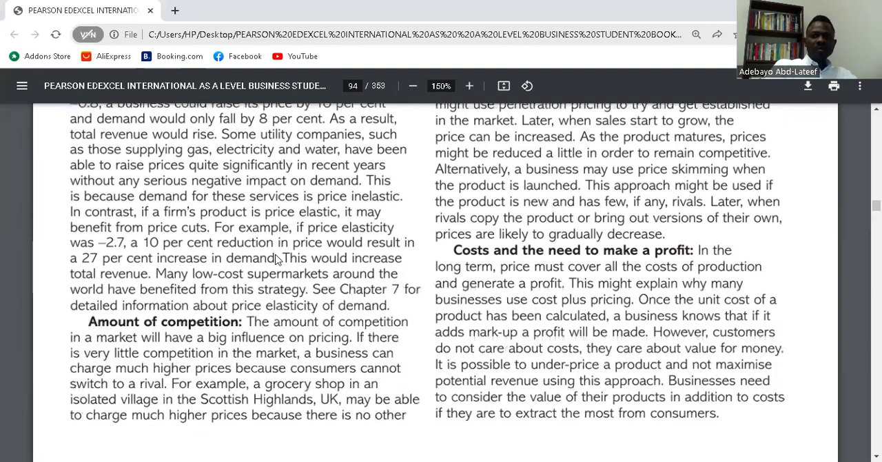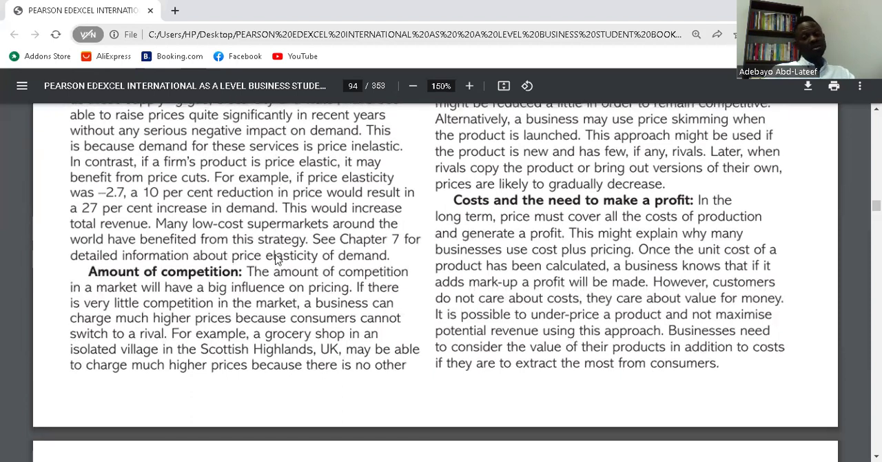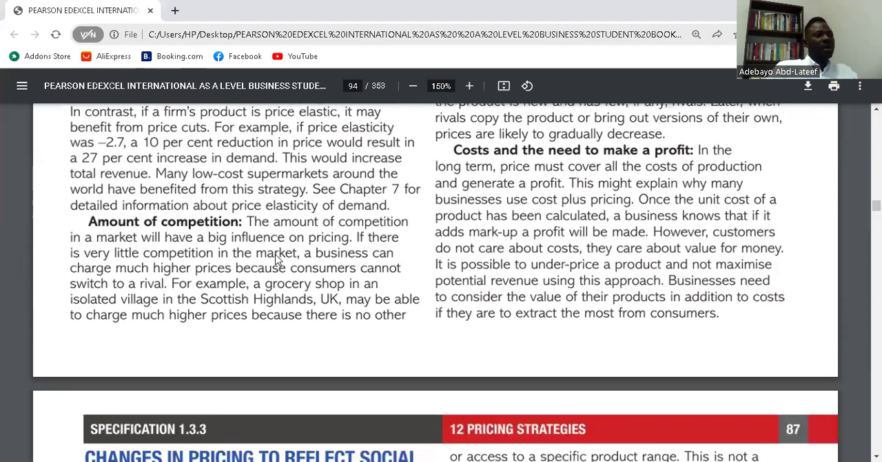Cost and the need to make profits. So this is cost plus pricing. So are you incurring more cost or are you incurring less cost? If the cost of production is less, then you could charge a lower price. Do you get the point I'm making here? So for cost and the need to make profit, you are thinking about using cost plus pricing. That's the point there.